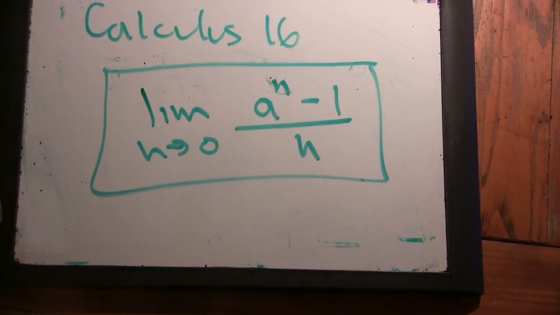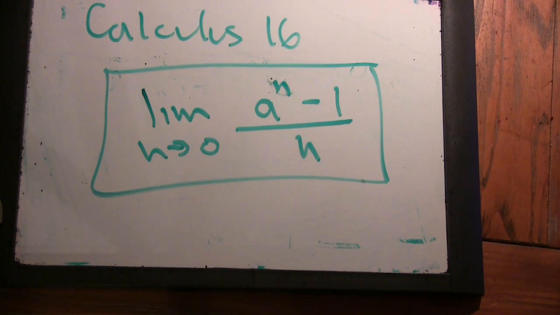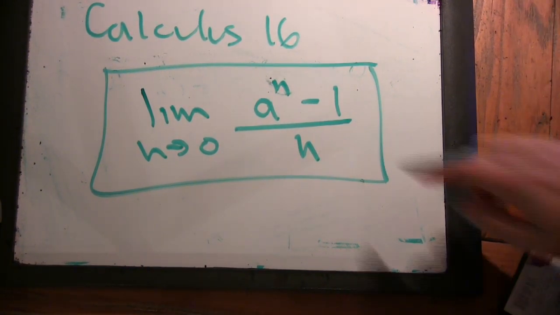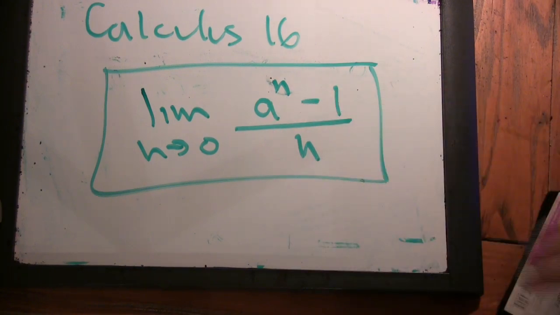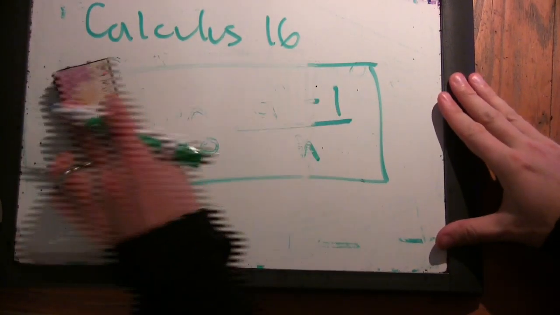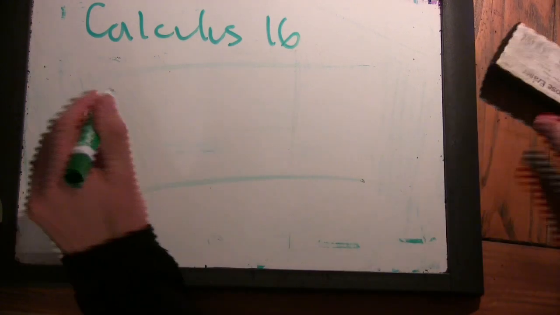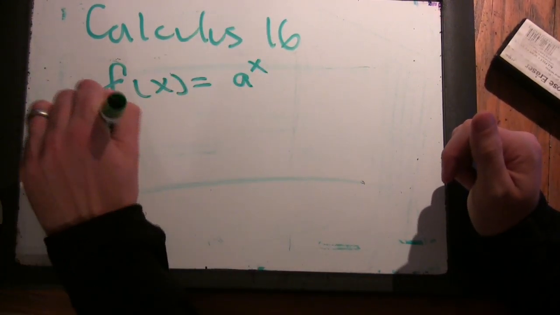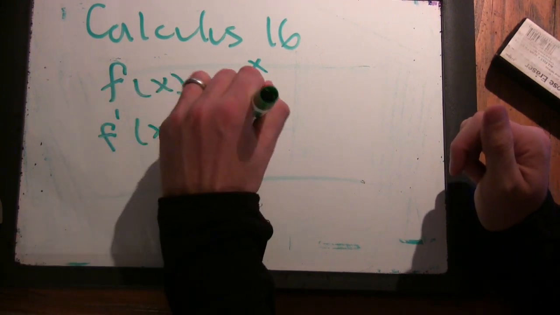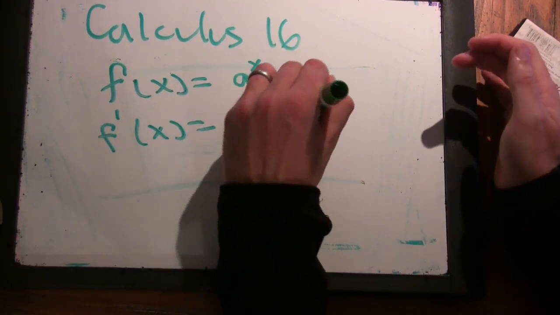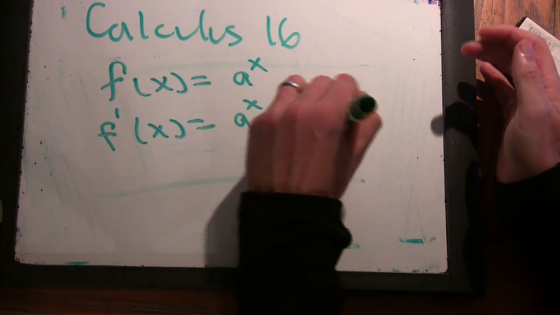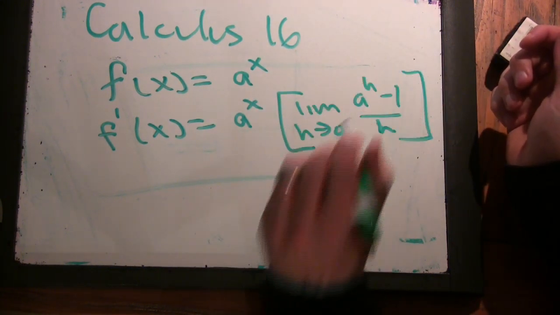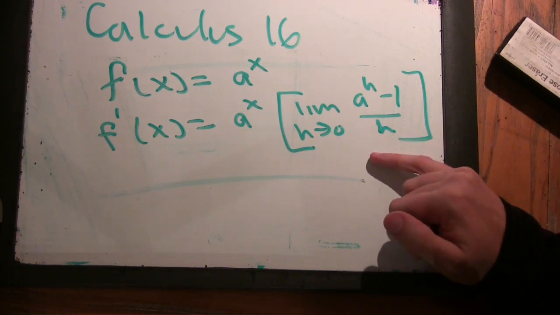Okay, so here's where we were before. We were looking for this limit, and we found when our constant a is e, this limit was equal to 1. But this limit came up because if f of x equals a to the x, then f prime of x was a to the x times the limit as h goes to 0 of (a to the h minus 1) over h. And for e, this was equal to 1.